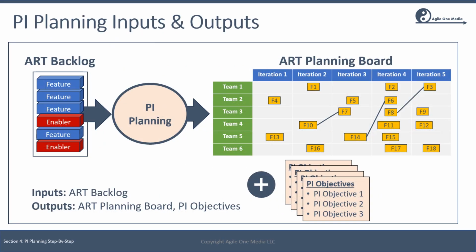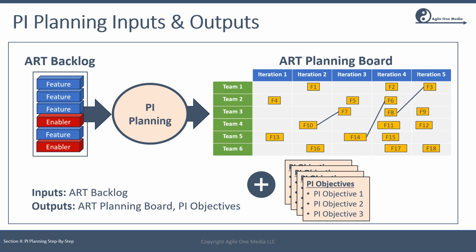Now let's review the basic inputs and outputs for the PI planning process. The primary input, as we have discussed at length in section 3, is the ART backlog. The ART backlog is a ranked list of defined features and other items. In the last section, we reviewed a template for these backlog items and also a method for ranking the backlog so that items of highest business value are delivered first.